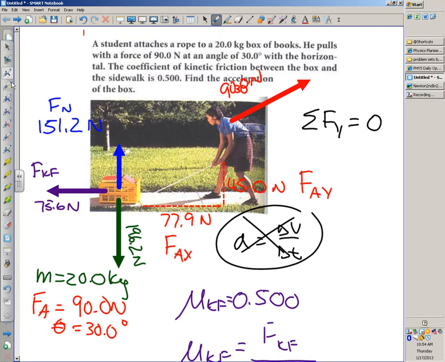conceptually, we really didn't do anything new in this problem, right? We've done all these things before. We've broken forces up into components. We figured out the normal force from the other y component forces. These are all things we've done before. Okay? Good there?